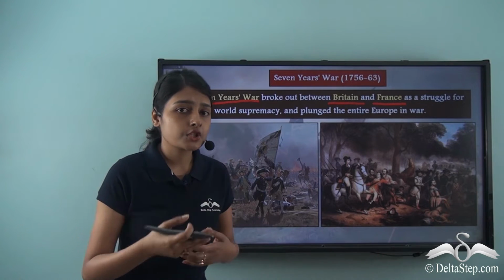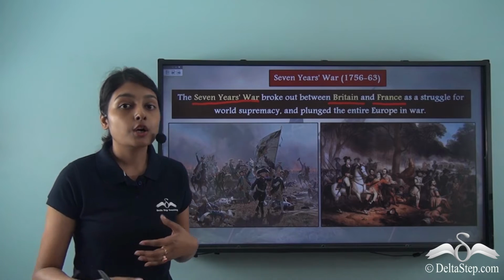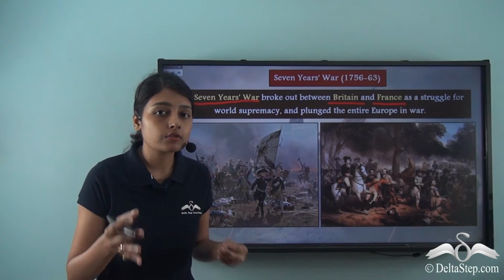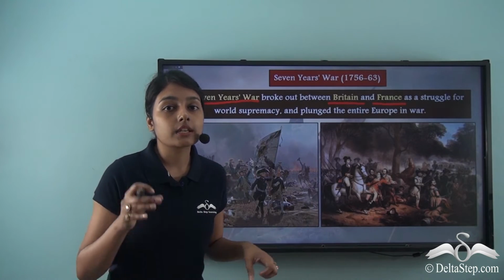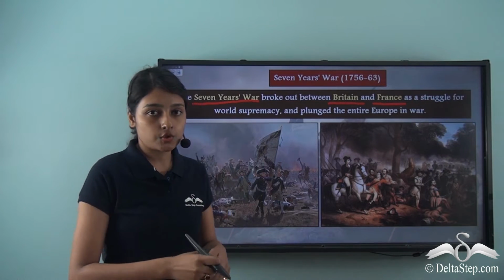Which country joined which side, do you know? On Britain's side there were Prussia, Portugal and Hanover, and on the French side there were Austria, Sweden, Spain and Russia. Together these nations got involved in this long war that came to be known as the 7 Years' War.